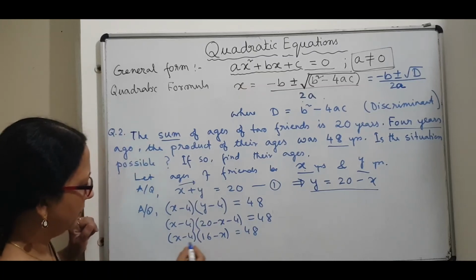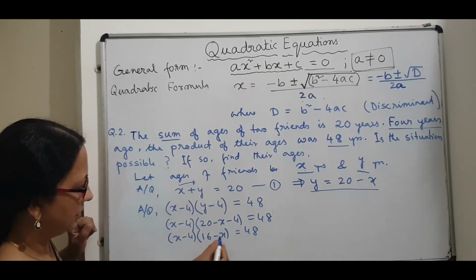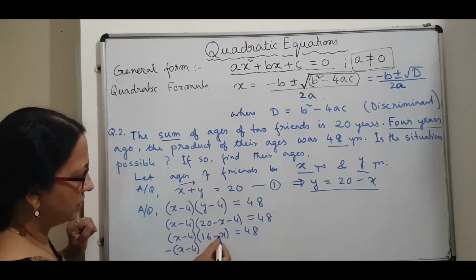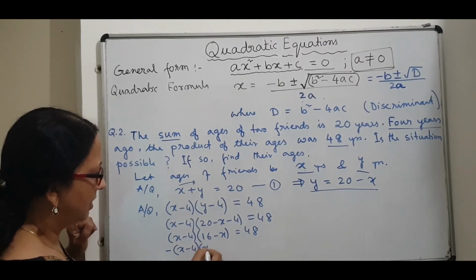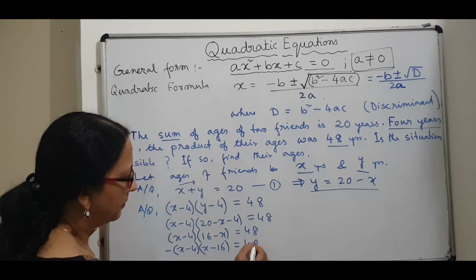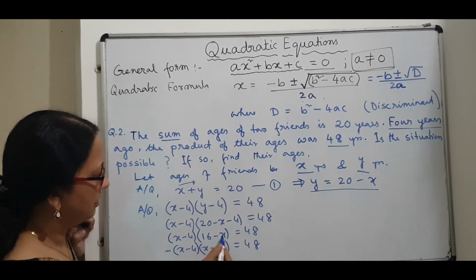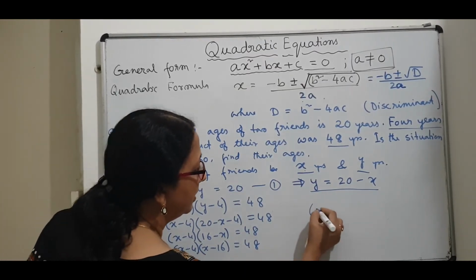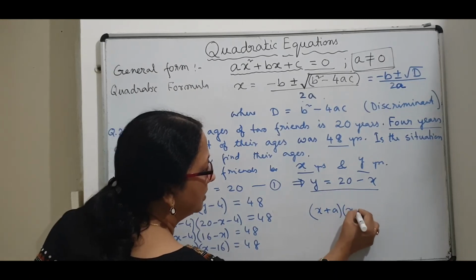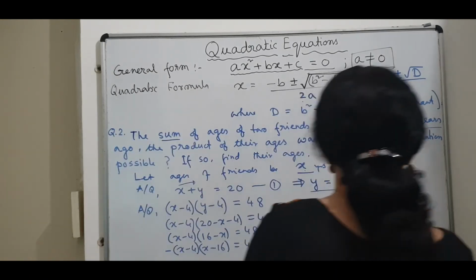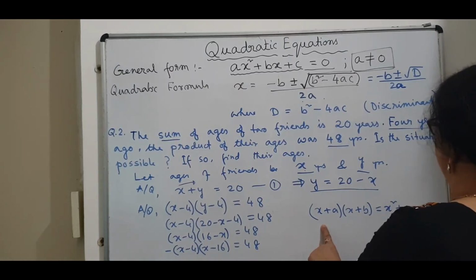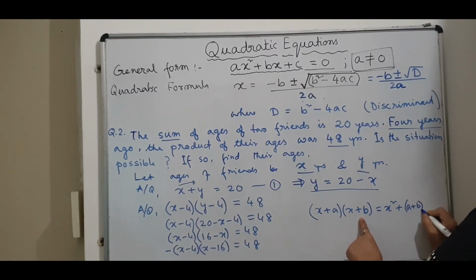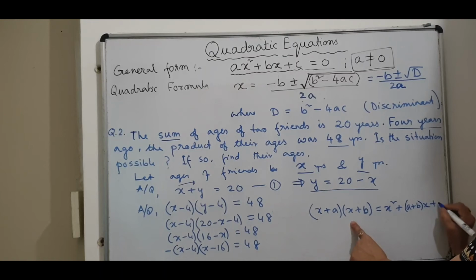Now let me keep it in the form where I put a minus sign in front: x minus 4, and if I put a minus sign, it will go inside, so x will become plus and 16 will become minus. So (x minus 4)(x minus 16) is 48. Why have I written 16 minus x in the form x minus 16? So that I can use the identity (x plus a)(x plus b) is equal to x square plus the sum of the constants, a plus b, into x, plus the product of the constants.